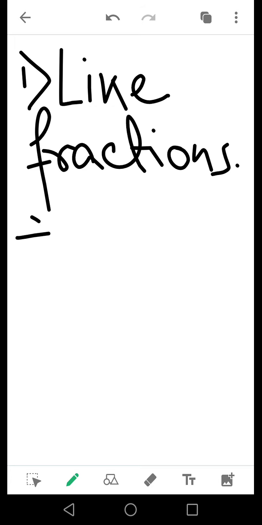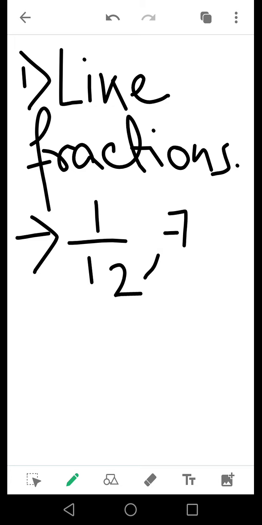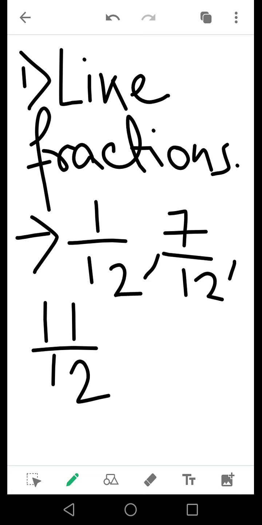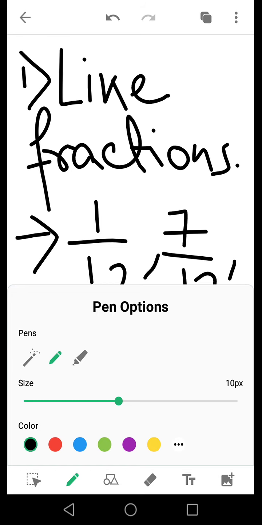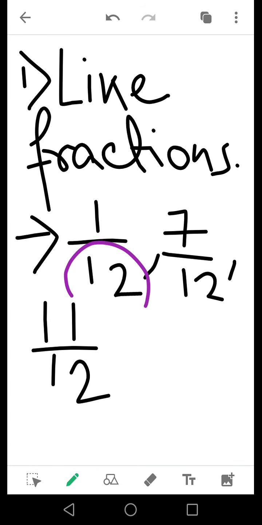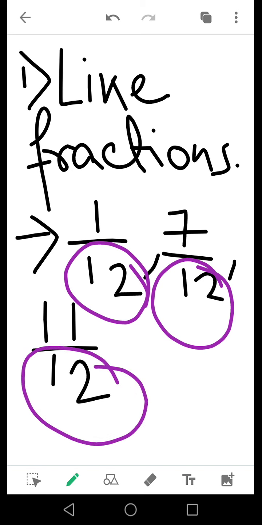Suppose I have been supplied with a few fractions. Suppose 1 by 12, 7 by 12, 11 by 12. Now if you take a look at them, what is common in between them? You see that all of them have a common denominator, that is 12. So a group of fractions that have common denominators are called like fractions.